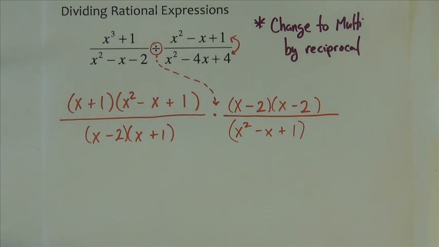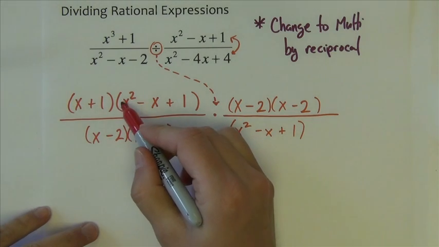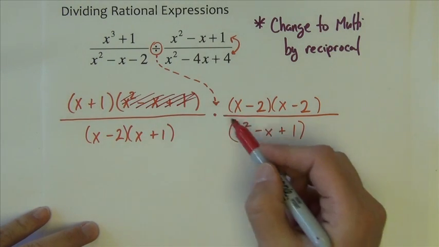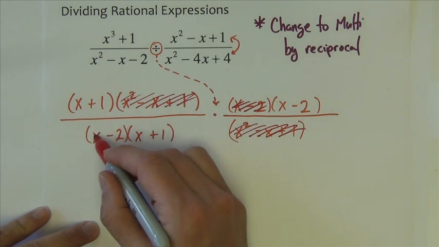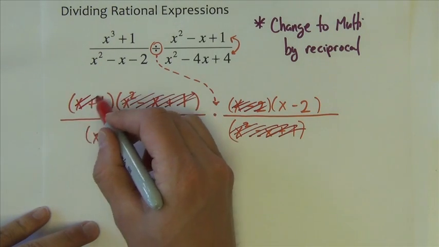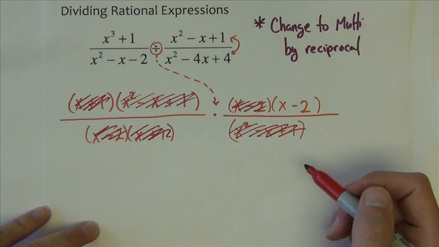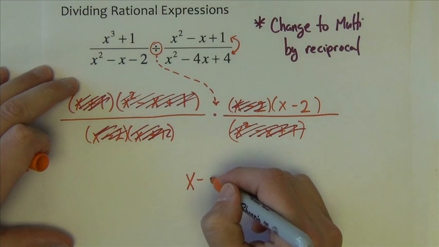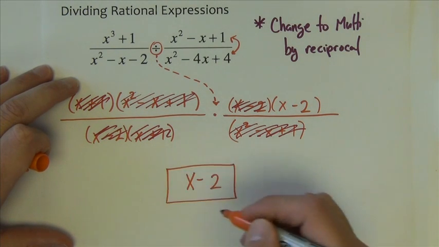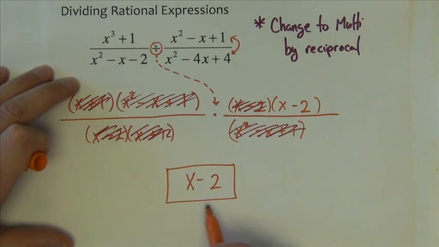Okay. Now we can cross out anything that's common. So these trinomials that don't factor are out. X minus 2 here are out. X plus 1s are out. All that's left, all by itself, is that x minus 2. No denominator, so I don't have to divide by anything.